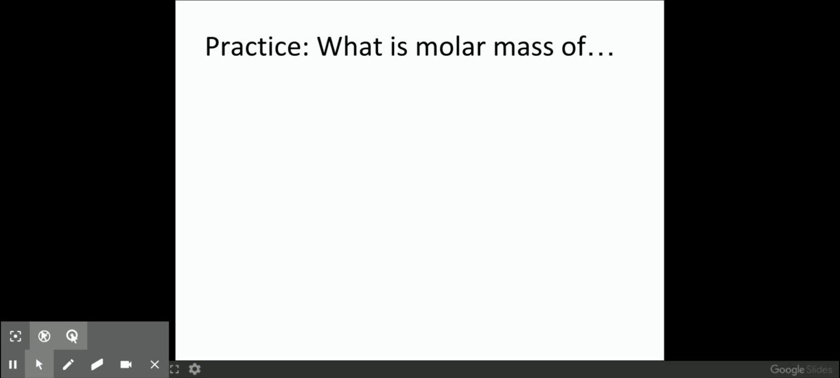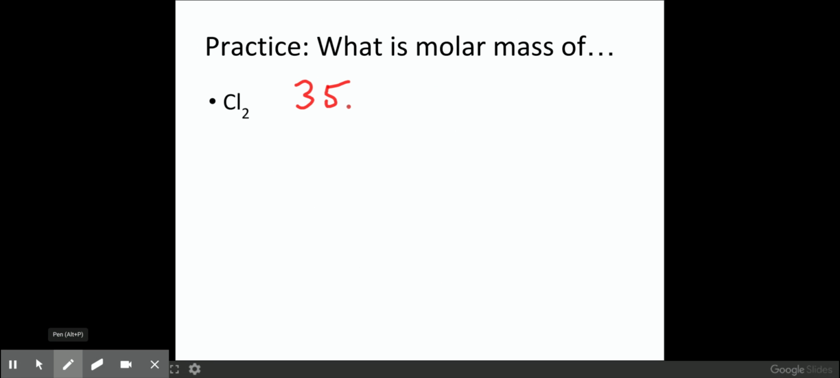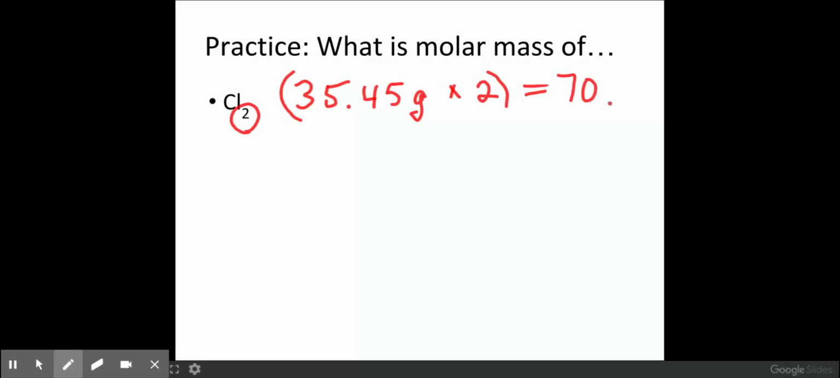Okay, let's practice. So let's say you are asked for the molar mass of Cl2, which is chlorine gas. First thing you are going to do is check your periodic table, and you're going to figure out the atomic mass of 1 chlorine atom. So 1 chlorine atom, according to my periodic table, is 35.45 grams. But I'm going to multiply that by 2 because I have 2 in my formula. And just use your calculator to get your answer, 70.9. And make sure that you put your units grams per mole, because 70.9 grams in 1 mole of that substance.